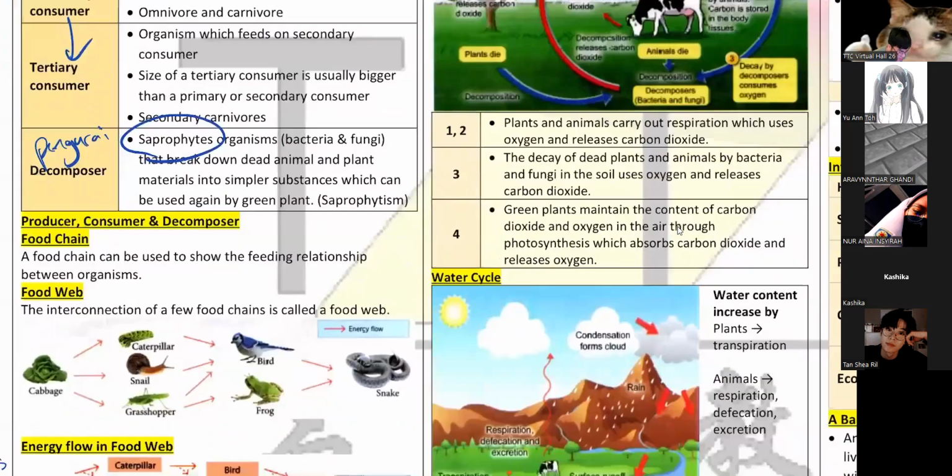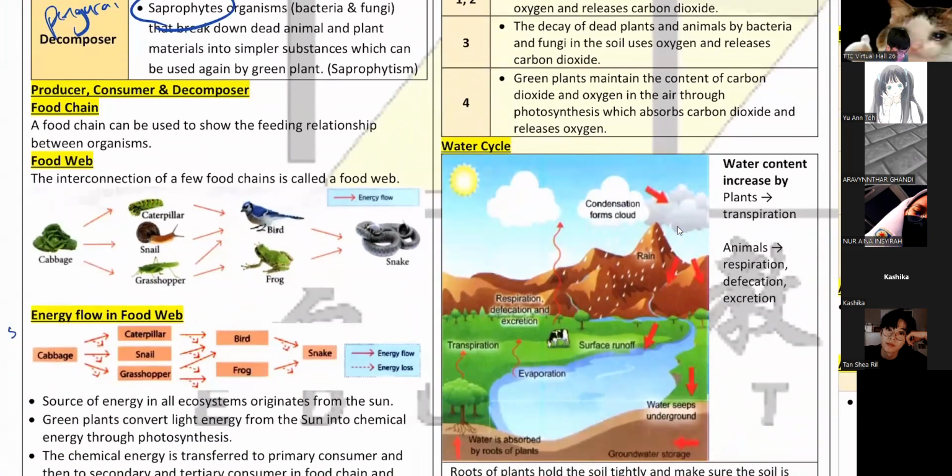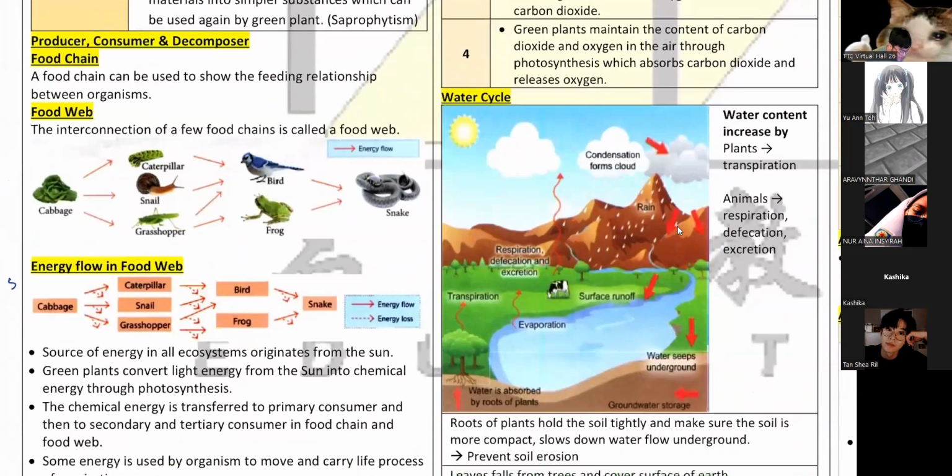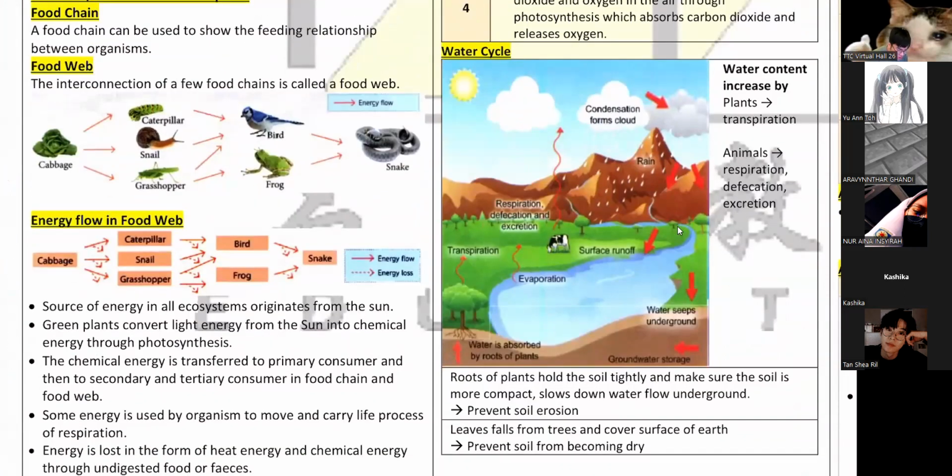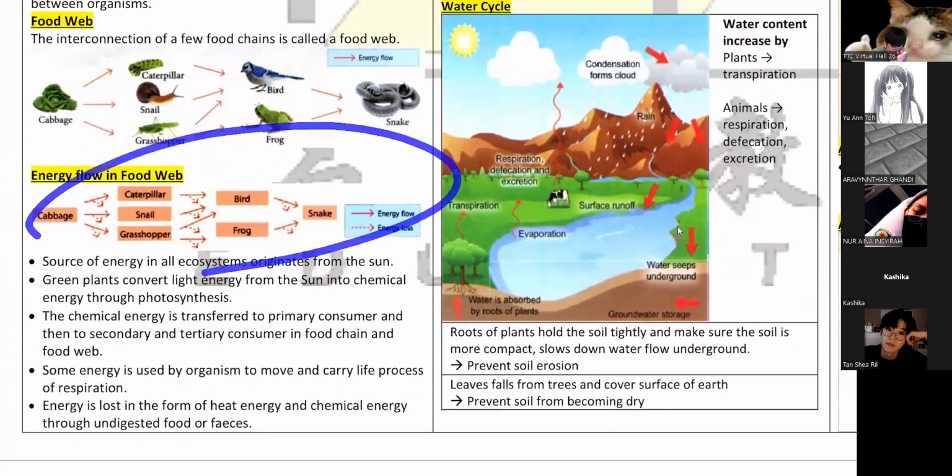break you down. Okay, so next, this is your food web and food chain, rantai makanan dan siratan makanan. This one, read it yourself. You have already learned this in primary school. Don't tell me you don't know what is this. Read this yourself. Okay, and next, what about the energy flow? Okay, all energy comes from the sun.